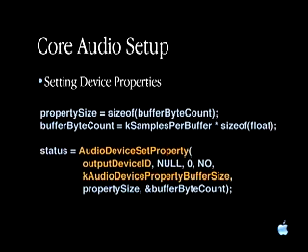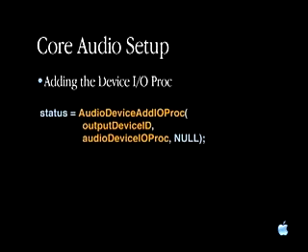From there, you can get and set some properties on it. As I mentioned before, you could get the configuration for the stream and things. In this case, all we need to do is say we need K samples per buffer, and each sample is a float, so we set that buffer size in there. I don't even remember what I used in my code. Then we have to install our I/O proc.